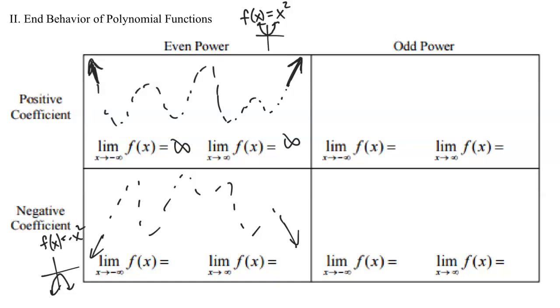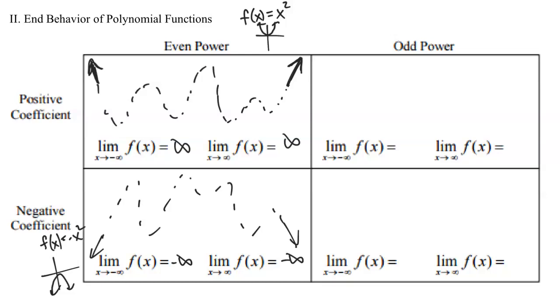But the leading term, that very first term that has the highest degree exponent, is what determines the end behavior. And so you can see that we would informally refer to this as down-down behavior, and both of these end behavior limits would equal negative infinity.